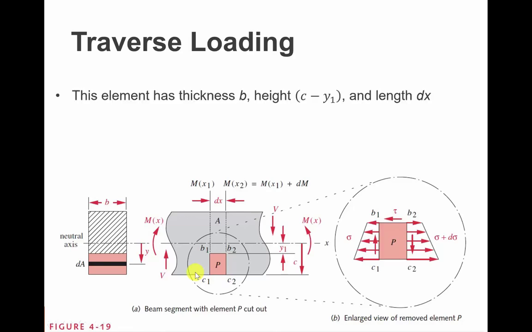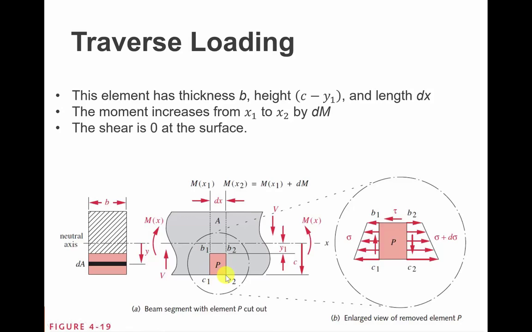So with that said, let's look at a couple things. The element has a thickness b, right here, and it has a height of c minus y1, and it has a length of dx. The moment is increasing as we go from x on this side to x plus dx on this side. We'll call this front face x1, the second face x2, and the moment has increased from M to M plus dM. So there's a little bit of a moment that occurred in that dx as we moved across. Okay. We know that the shear on the surface is equal to 0.